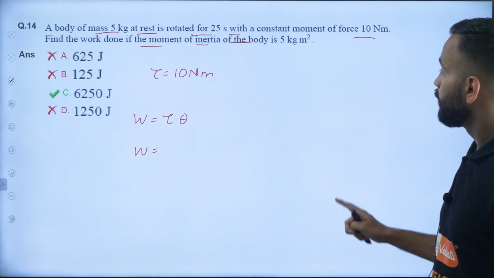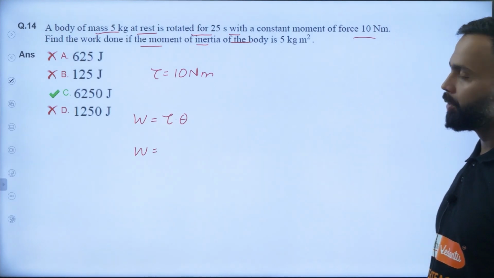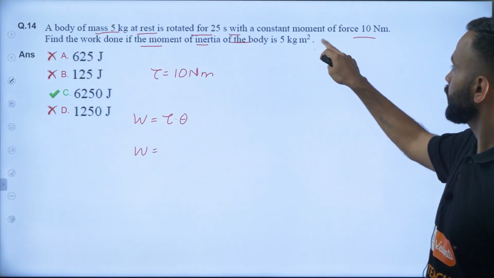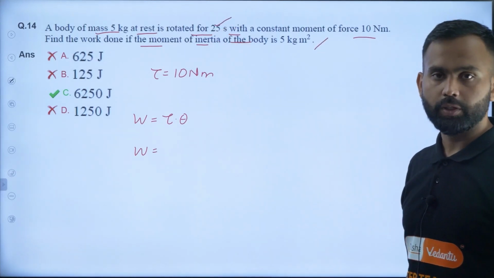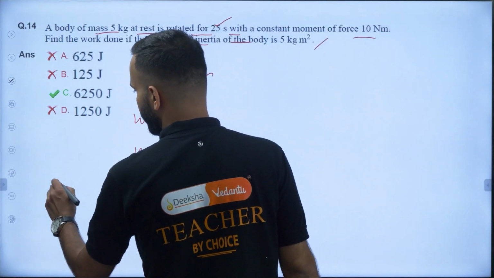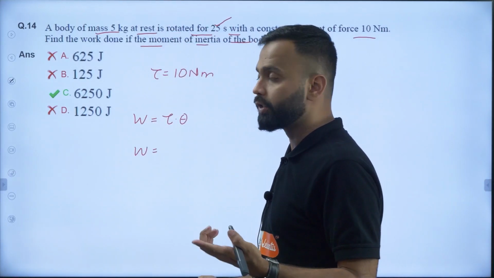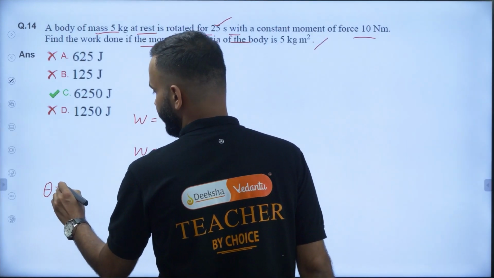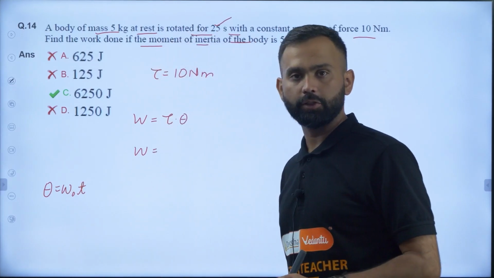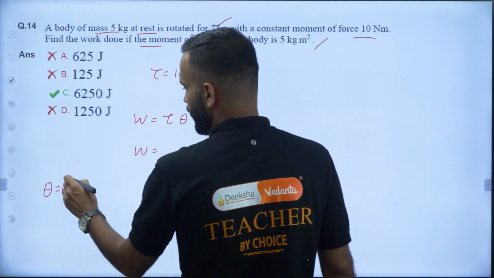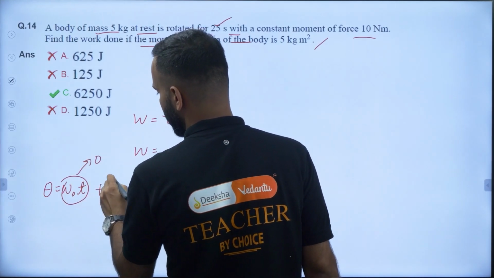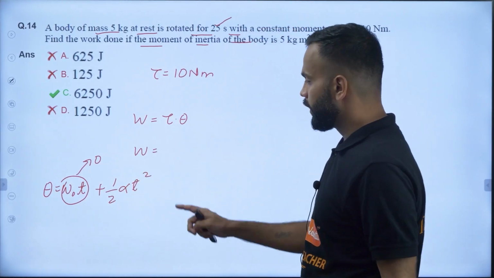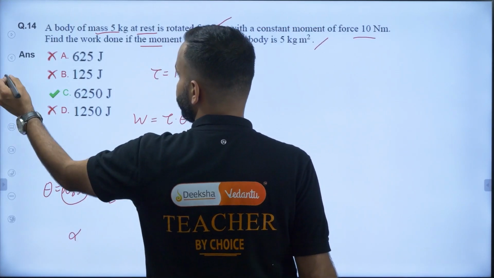Torque is 10 Newton meter, but we need to find the angular displacement. So how to find angular displacement? The moment of inertia of the body is given and the time is also given, right? So here apply the second equation of motion for a rotating body. That is theta is equal to omega naught t, where omega naught is the initial angular velocity. Initial angular velocity is 0, right? So this whole term will be 0, plus half alpha t square, where alpha is angular acceleration. Now solve this, and you will get theta.